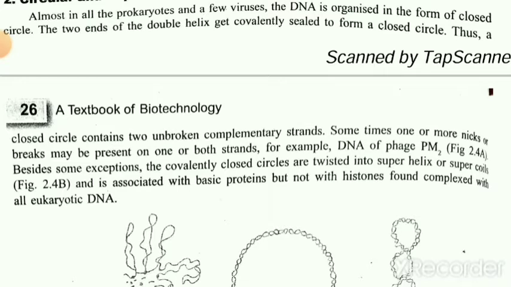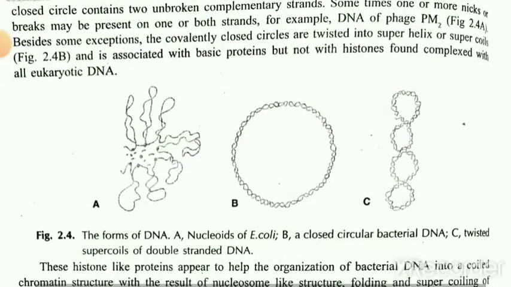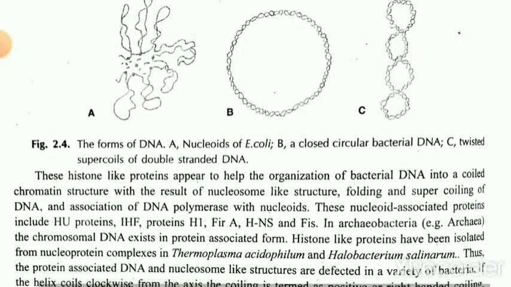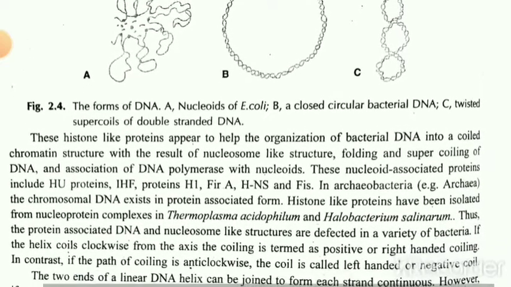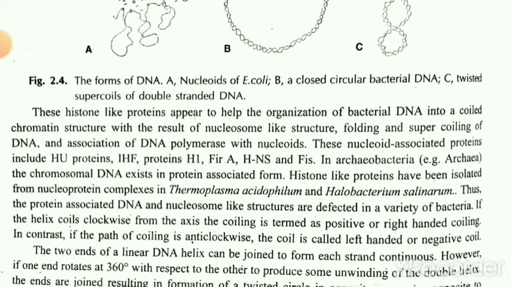PM2, figure 2.4a. Besides some exceptions, the covalently closed circles are twisted into superhelix or supercoils, figure 2.4b, and are associated with basic proteins but not with histones found complexed with all eukaryotic DNA. See the figure, bacterial structure of DNA. These histone-like proteins appear to help the organization of bacterial DNA into a coiled chromatin structure, with the result of nucleosome-like structure, folding and supercoiling of DNA, and association of DNA polymerase with nucleoids.